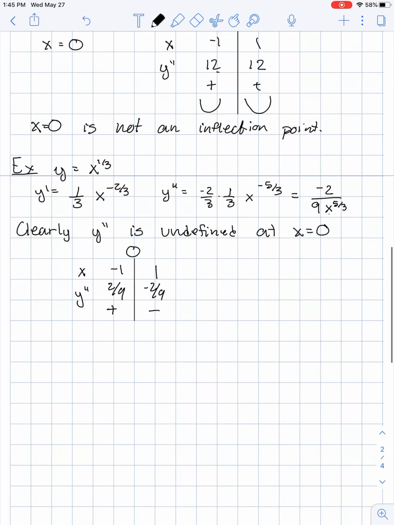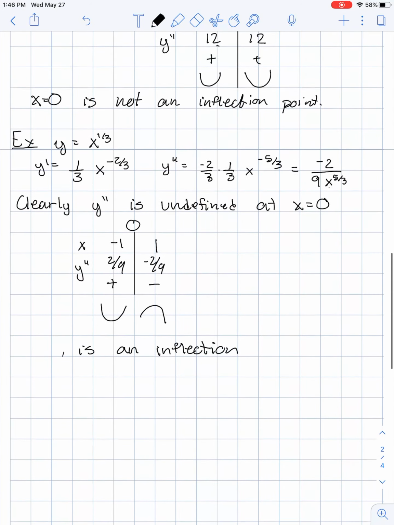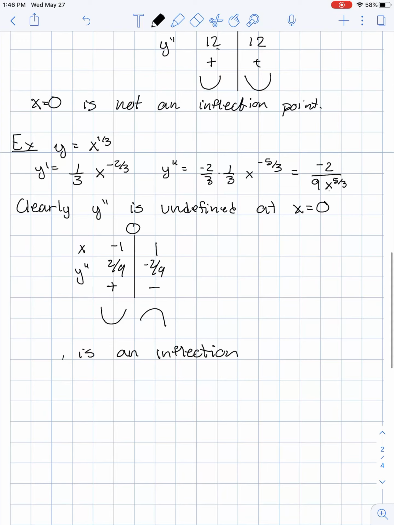It's a lot faster. So then we see that we are concave up, and then we are concave down. So that is a change in inflection. So we can confirm that x equals 0 is an inflection point, or there is an inflection point at x equals 0. Because a point has x and y, so 0, 0 is an inflection point.